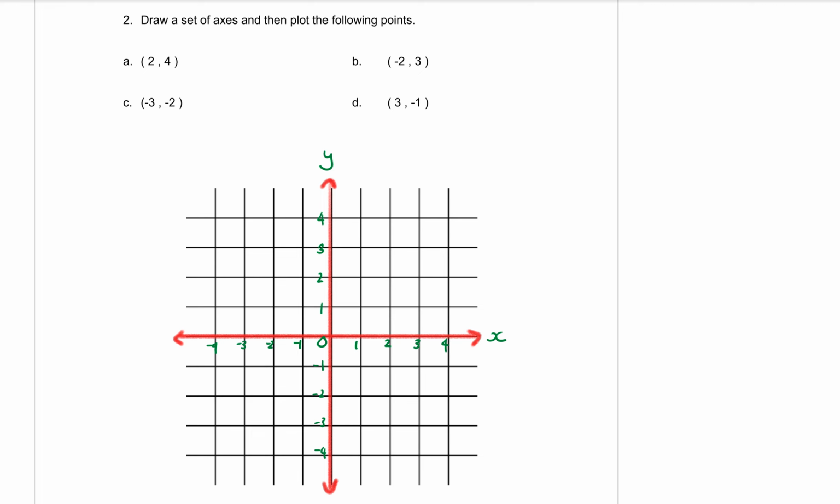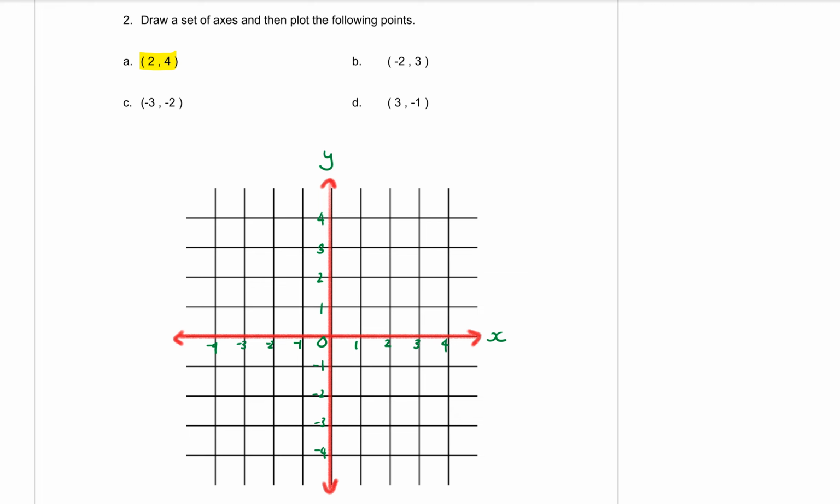All right, first point is 2, 4. Now the 2, remember, is the x-axis. So you're coming along here on your x-axis. You always start on this horizontal one, and we find the 2. There's the 2. The 4 is the y. It's going up and down. So 4 is positive number, so we come up to the 4, and we put a dot or a cross. I don't mind which one. You can do a dot or a cross at that point.